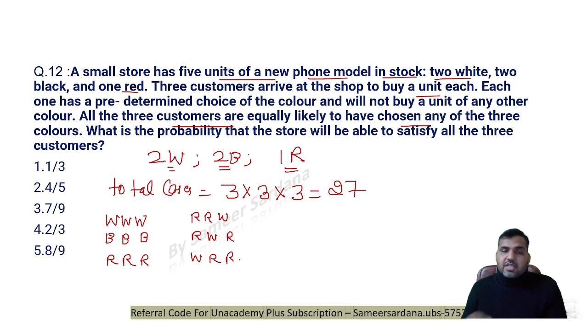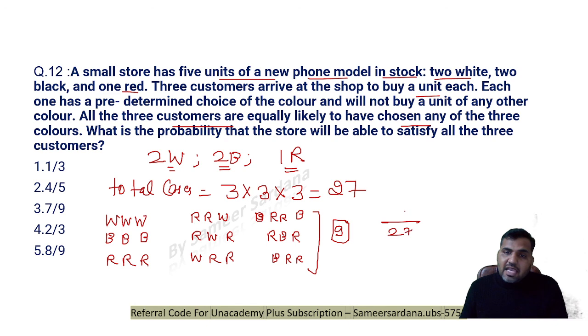So in all these three cases, I'll not be able to serve the customers their choices. What if customers select two red and one black? Will I be able to serve the customers in this case also? No. So this can again be arranged in three possible ways, right? So there are total 9 cases where I'll not be able to satisfy the customers. So out of 27, 9 cases are there where I'm not able to serve the customers.